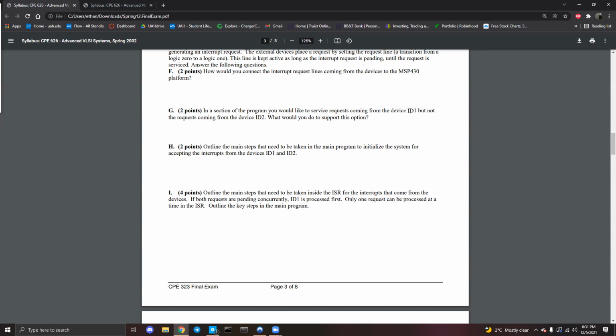So basically you handle everything there because if both requests are pending concurrently, since it hits the ID1 logic first, it'll move into that one and you'll be good. And since it says only one request can be processed at a time, it'll handle ID1, leave the interrupt, note that the interrupt is still enabled for the port, but not for ID1. Now it's ID2 since they're concurrent. They'll go back in. ID1 is now still disabled. It'll skip that branch this time and then handle ID2.